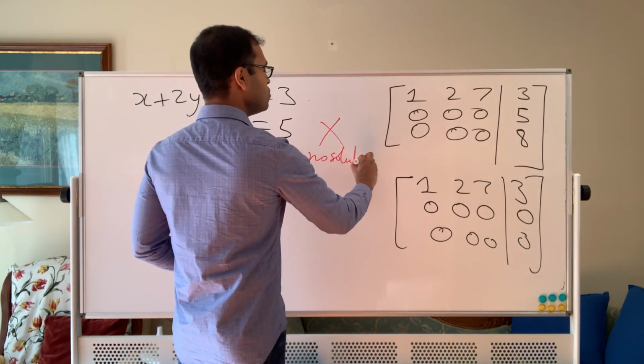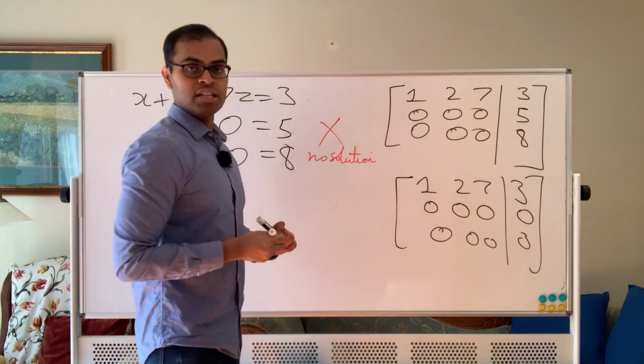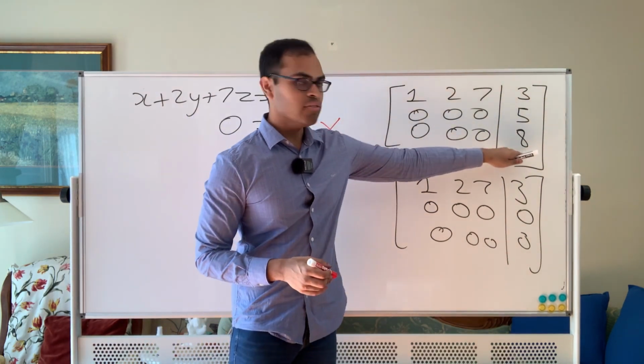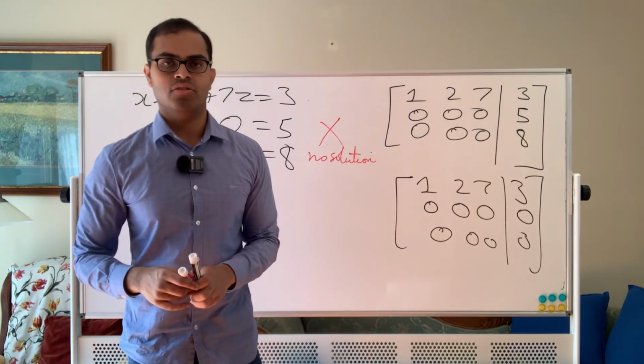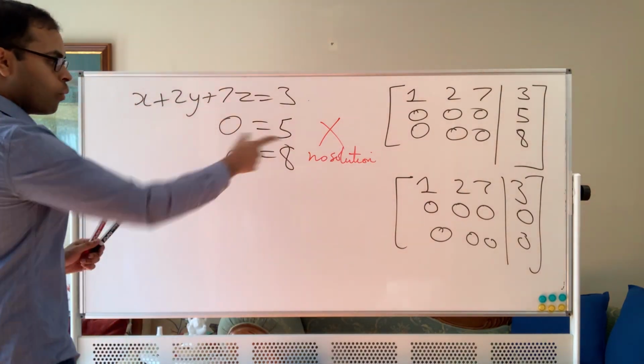When you do your row reductions and you have a bunch of zeros in one row and then it's equal to something non-zero, that can't have any solution. Okay, so that's no solution. What about the bottom one?